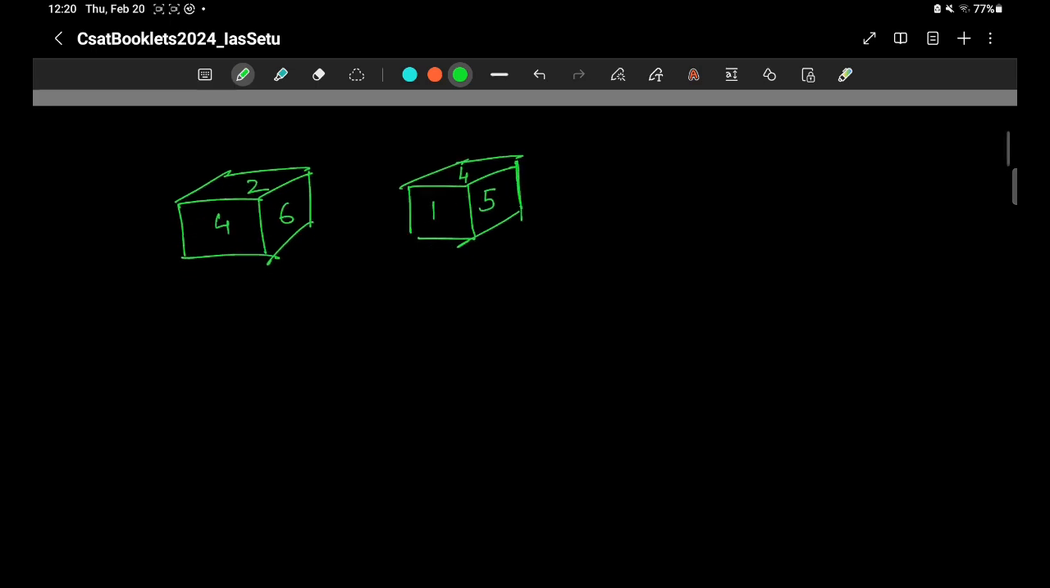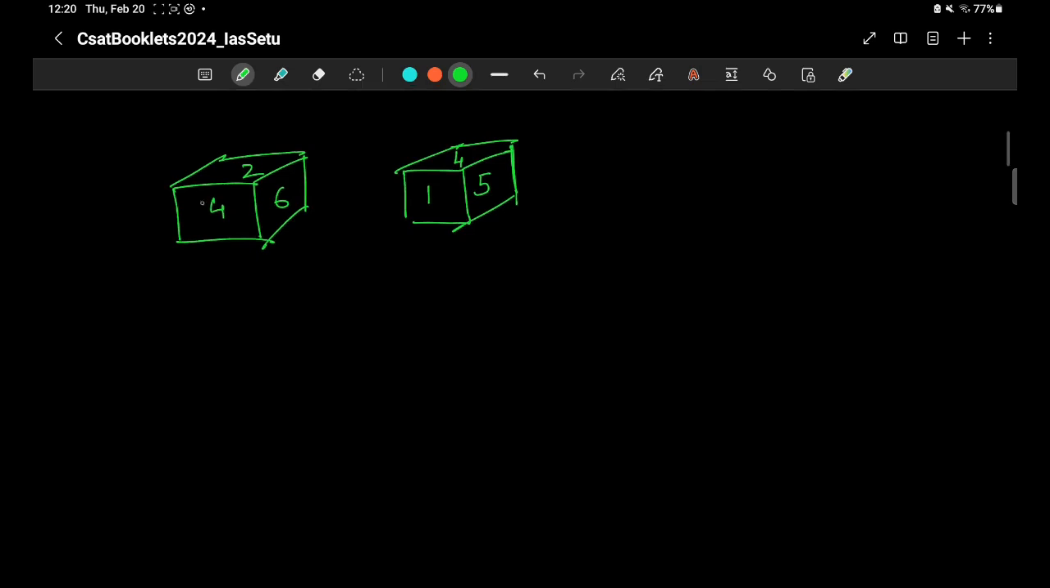Okay, how do you do this? You can do this manually, but it will take time. You need a lot of imagination, but I will tell you a trick here, a master trick. Basically, you need to identify the common number between these two orientations. You can see 4, right?